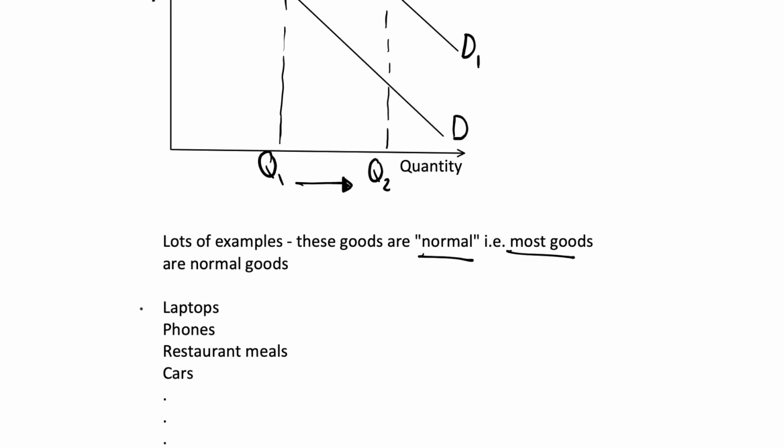So we can think of a number of examples, and these are just goods where if we increase real incomes in our economy, the demand is going to increase for these goods. So we can think laptops, mobile phones, restaurant meals, cars, and cars may be an interesting one because we have lots of different types of cars.